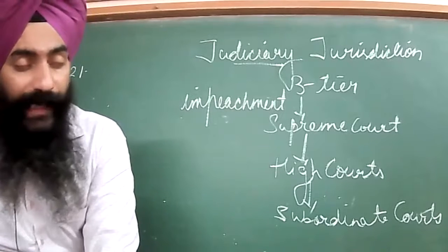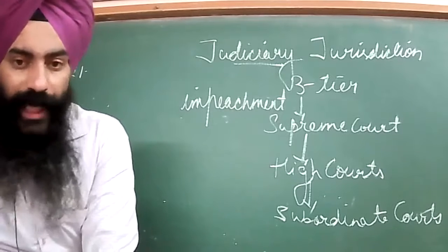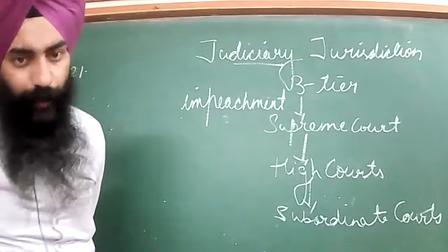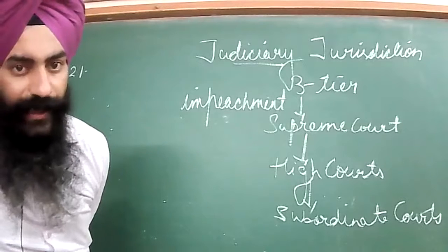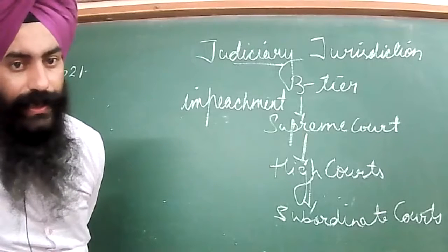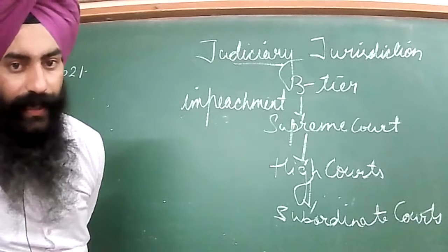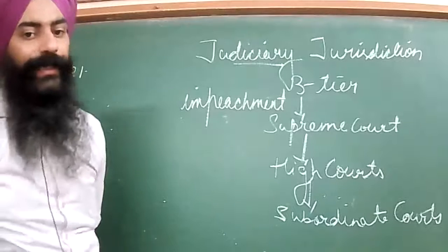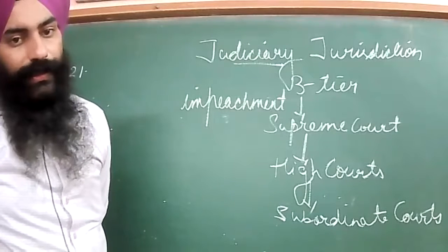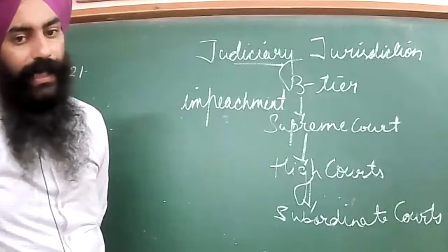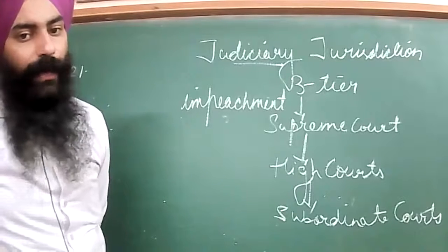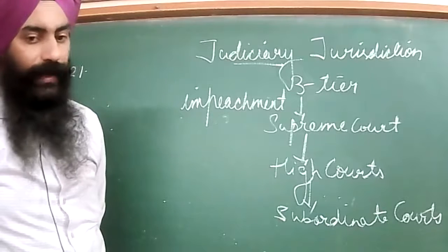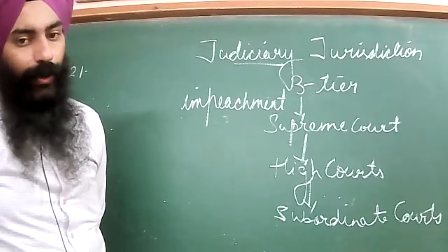On the basis of the FIR, the police will file a charge sheet. Charge sheet means which laws were broken by that particular accused. On the basis of the charge sheet, the case will be introduced in the criminal courts. Whereas in civil law, a petition has to be filed before the relevant court by the affected party only.